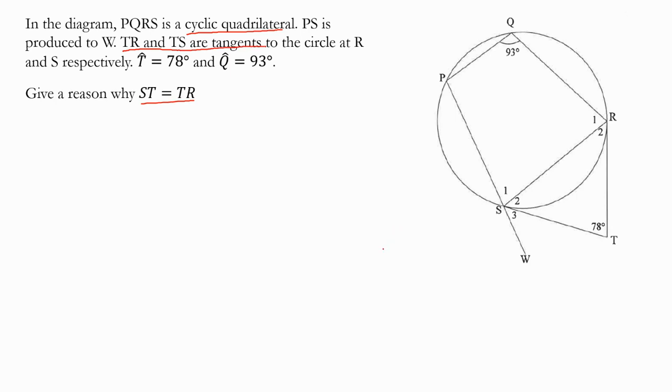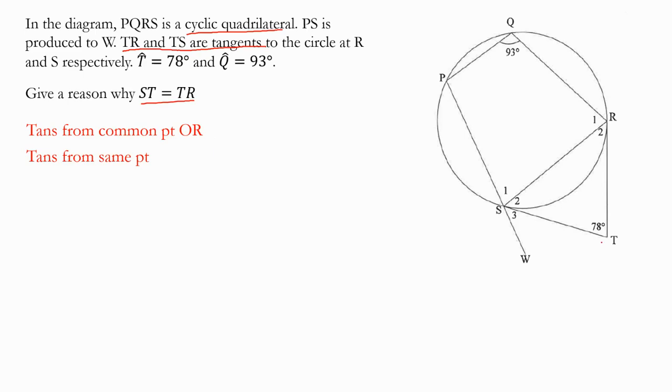This is very, very crucial. So what do you know about the tangents to the circle? We are saying ST is equal to TR because they are tangents from the same point, or tangents from a common point. Okay. Right, what do you know about the tangent from the same point?